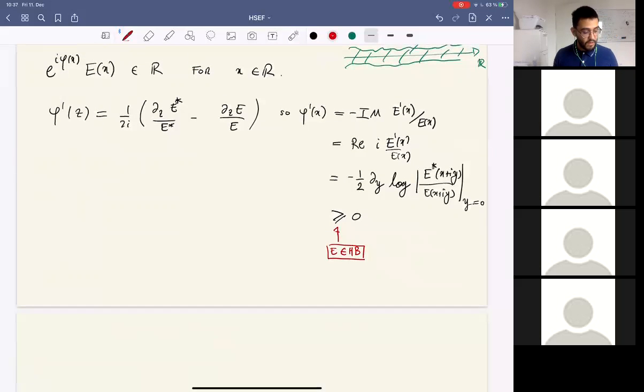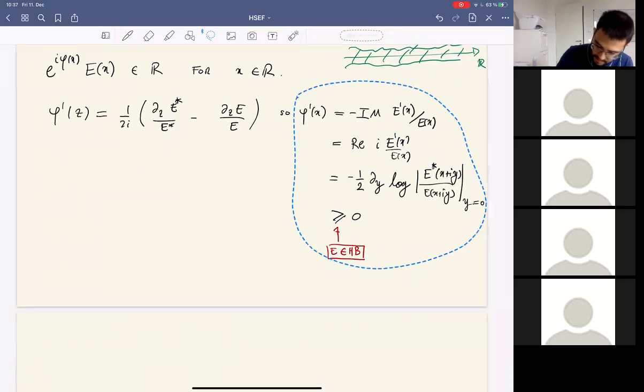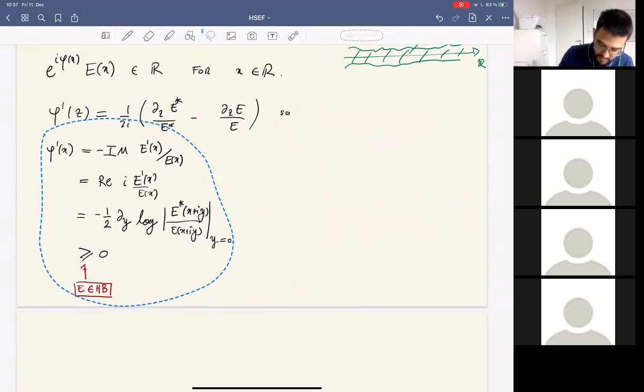But there is a better way of seeing that this is true. There is a better explicit formula, which actually will say that φ'(x) is strictly greater than 0. So this bit looks better.